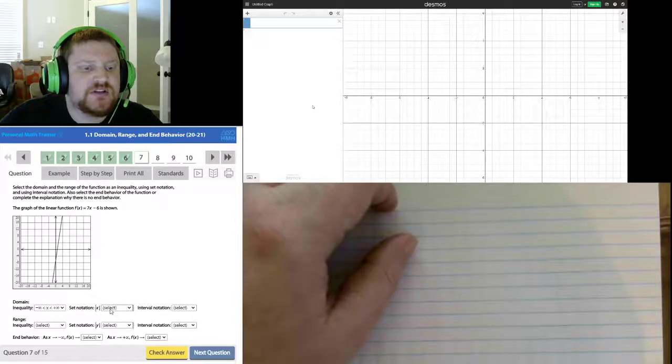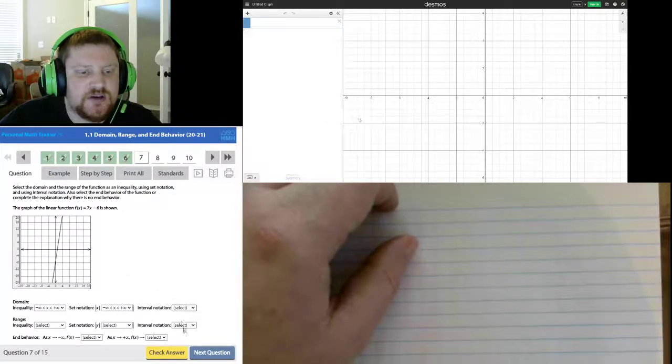Perfect. Set notation, pull in the same one. Interval notation, negative infinity to infinity. And once again, make sure you're not selecting the one with the closed brackets.